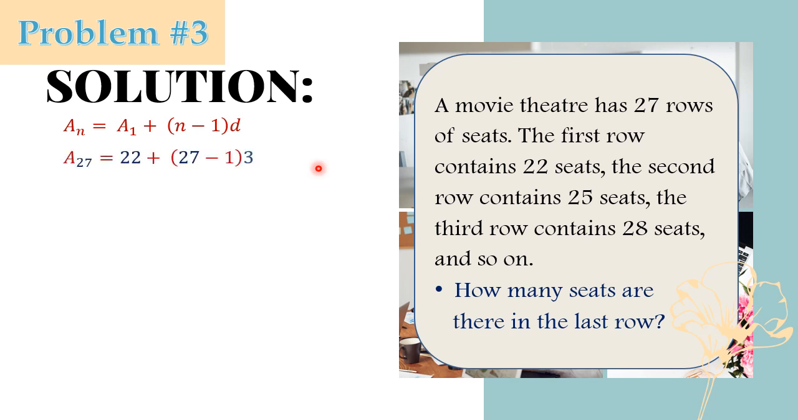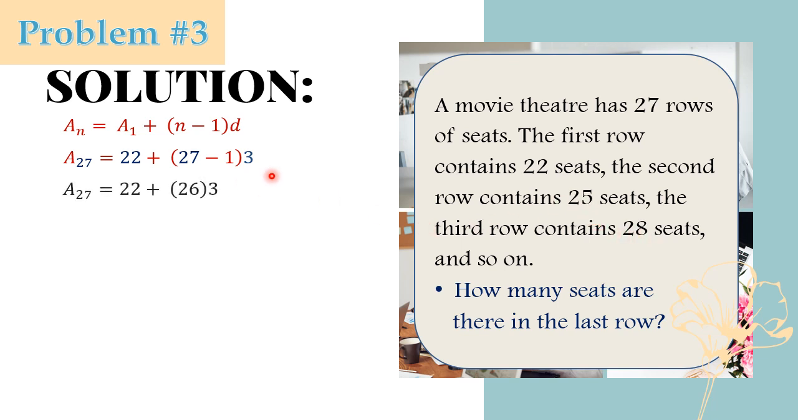Okay, so substituting the given data. Again, I transform a sub n to a sub 27 because you're looking for the value of the 27th term. And then a sub 1, which is 22, stated here in the problem. And then n is 27 again, because you're looking for the 27th term, and of course your common difference is 3. You just simply subtract 25 and 22, then 28 and 25, so it's positive 3.